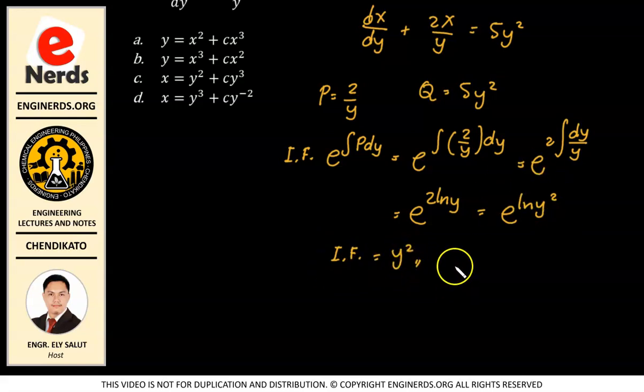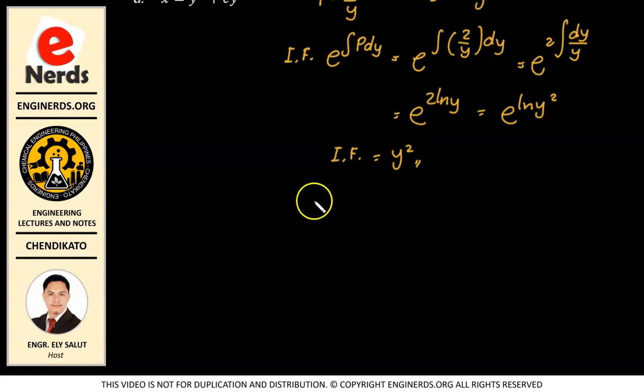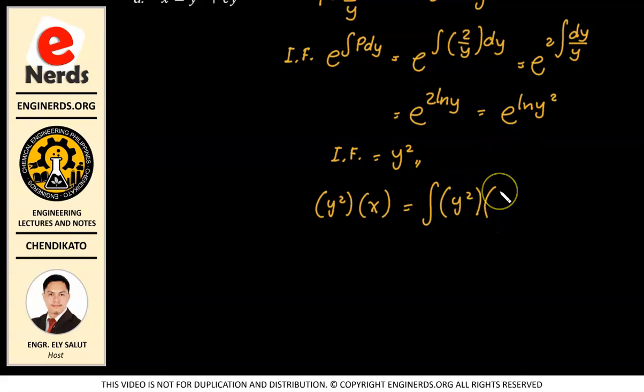Let us now solve our differential equation. On the left side, we have our integrating factor y squared times x, which is equal to the integral of our integrating factor, which is y squared, times our q. Our q is 5y squared, so we have 5y squared dy.